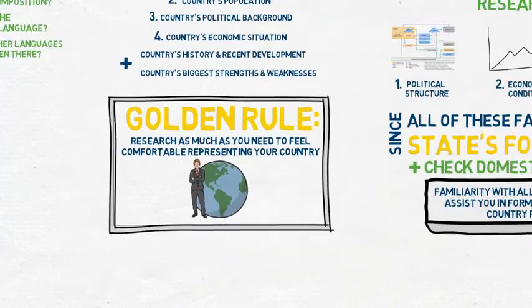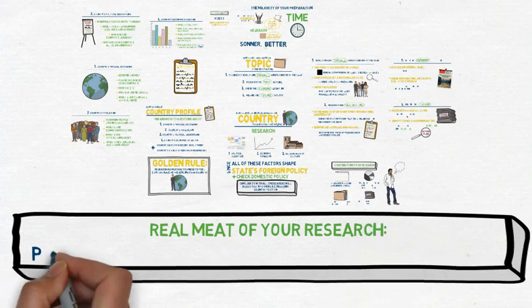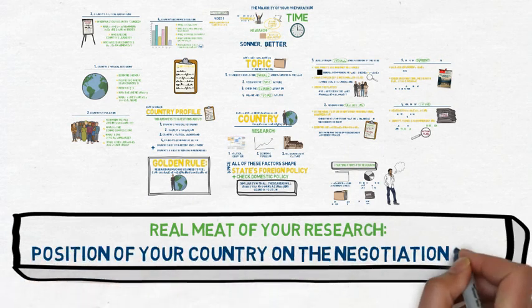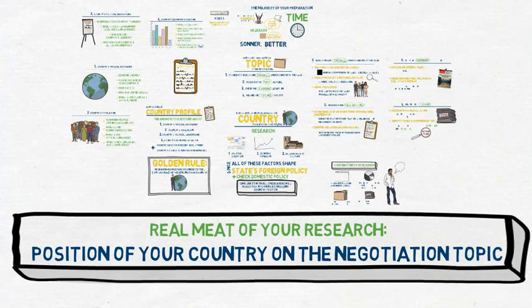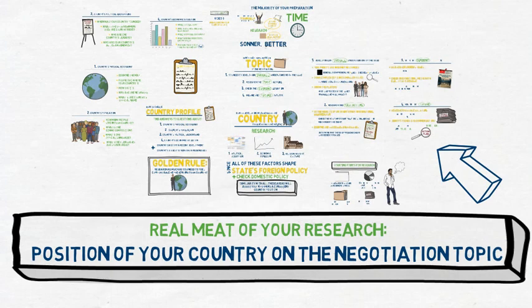When you're done with basic information, then it's time to move on to the real meat of your research, and that is the position of the country you're supposed to be representing on the negotiation topic at hand. That's why in the next video, we will look at how to combine all the information you've gathered in order to create and write the most relevant country position ever.